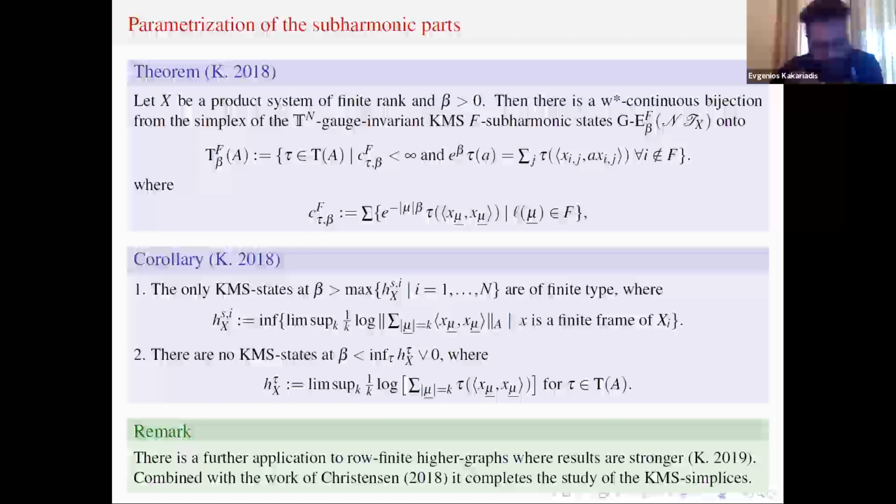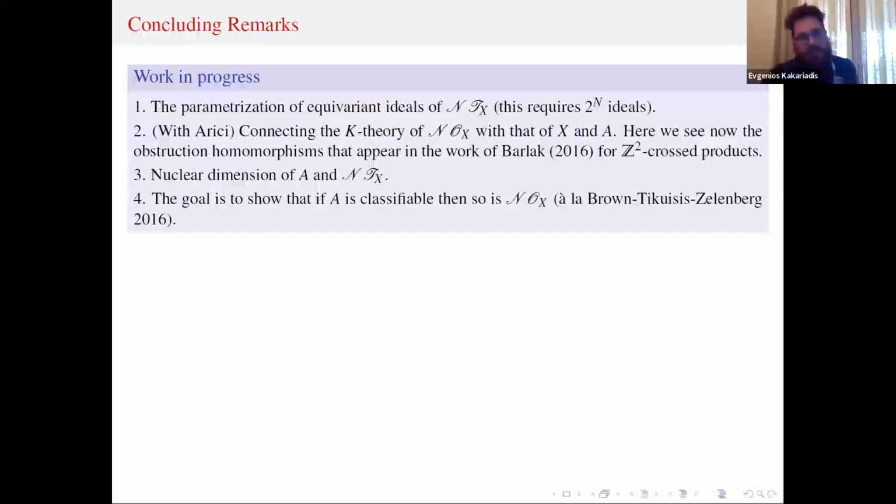Let me finish with some remarks. Actually, this is work in progress. So the first question is, can you have a description of the covariant ideals for the strong compactly aligned product systems? And the answer is yes, but in this case, you need to have one ideal for every vertex of the hypercube plus one for A, and this gives you 2^n ideals. If you put n equals 1, you get two ideals as you were expecting from Katsura's picture.